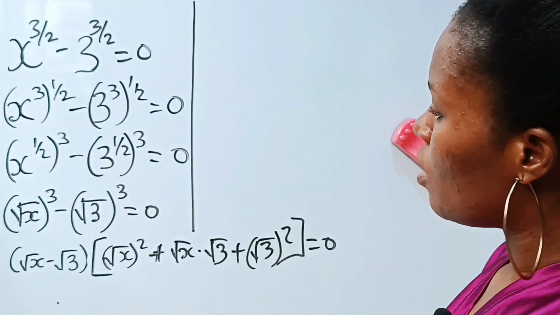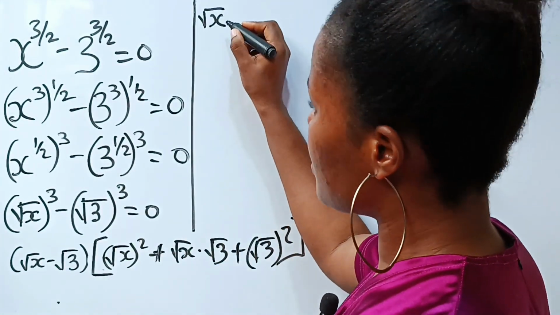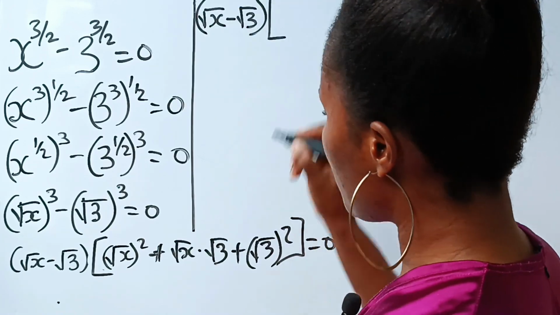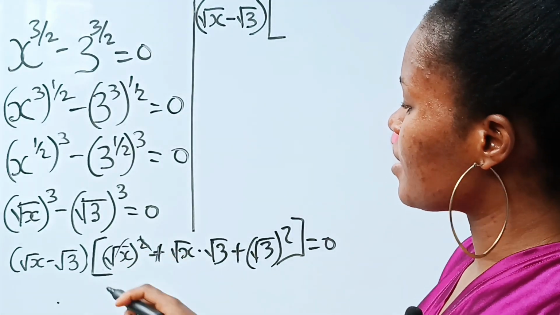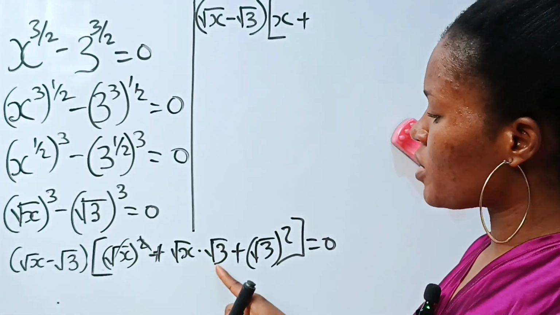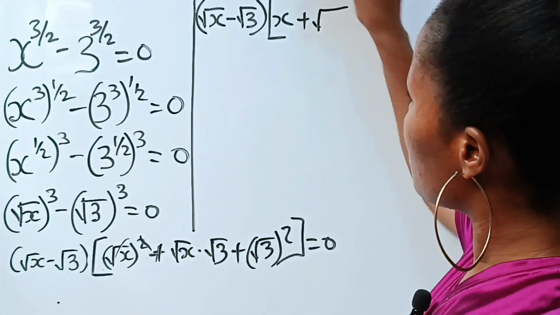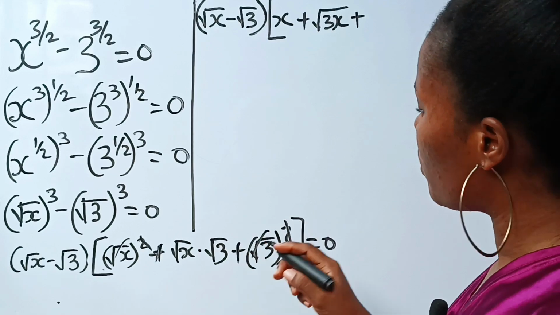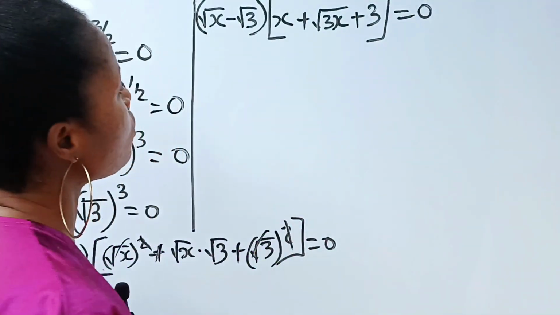Now let's continue. Looking at what we have here, we have square root of x minus square root of 3, multiplied by root x squared. This is going to cancel this square root, so we have x remaining, right? Now plus root x multiplied by root 3 can be written as root 3 times x, which is root 3x. Now plus the same thing will happen here. We have only 3 remaining, is equal to 0.